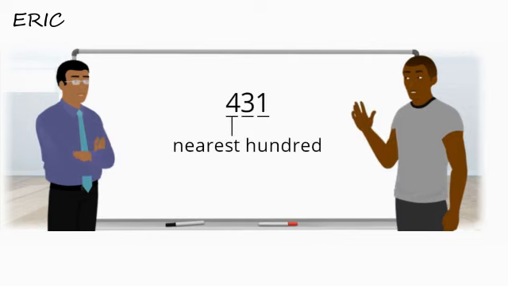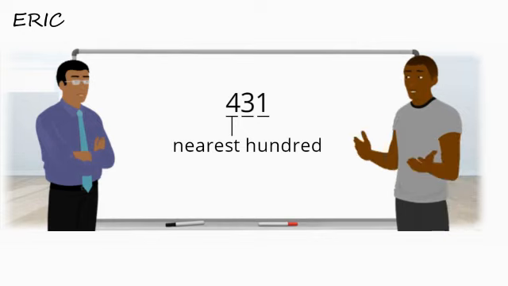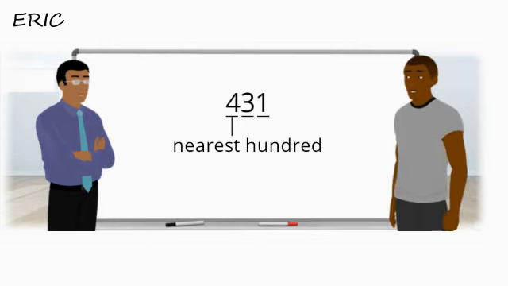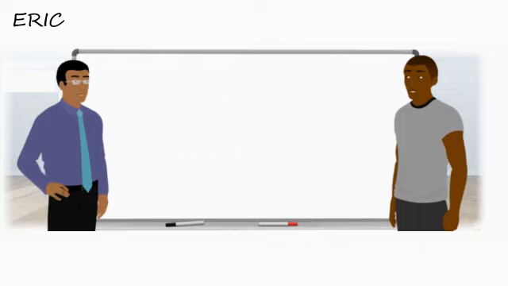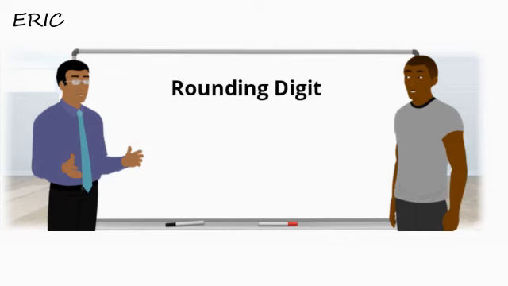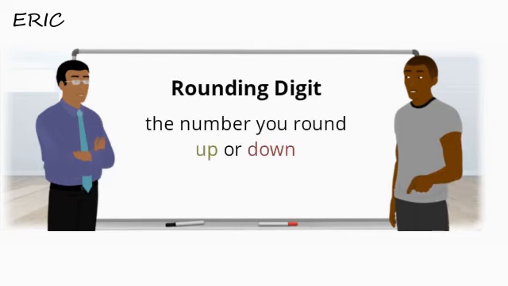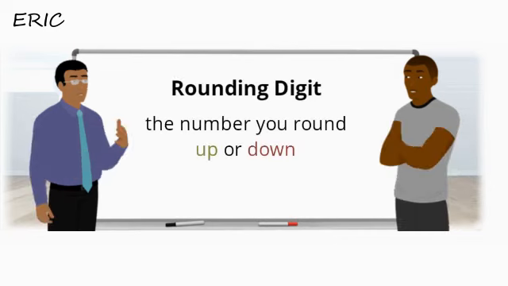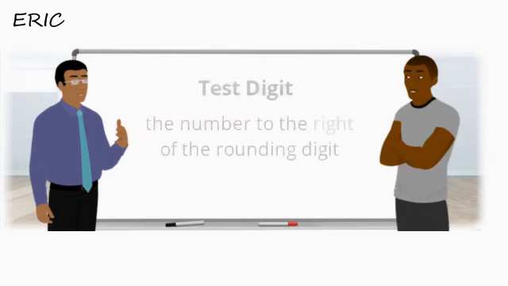Okay, so the digit in the hundreds place is 4. Like 400 is made up of 4 hundreds. Yes, and that digit, 4 in this case, is called the rounding digit. It's the number you round up or down. How do you know to round up or down? Just to the right of the rounding digit is the test digit.